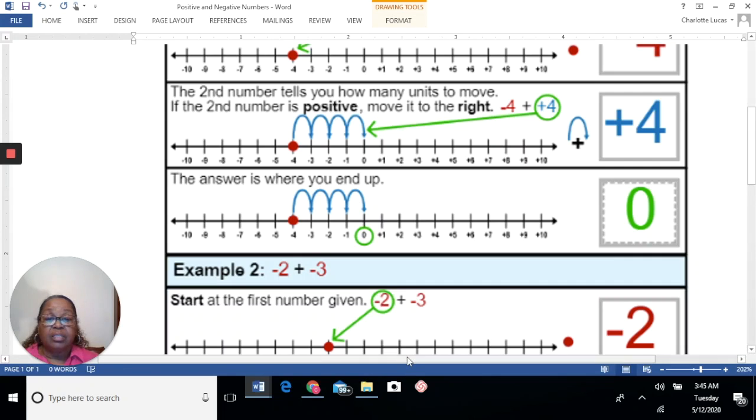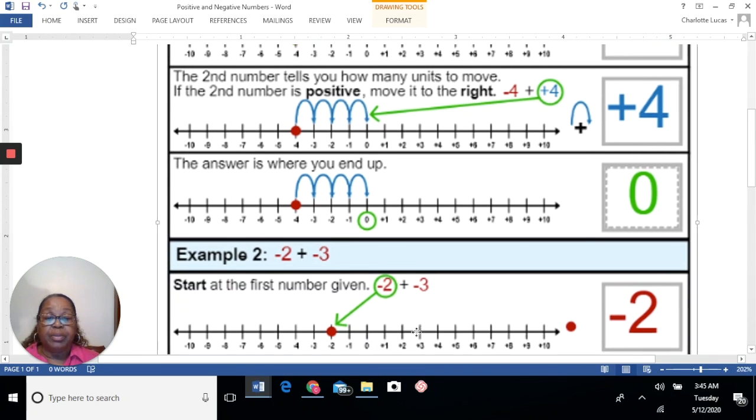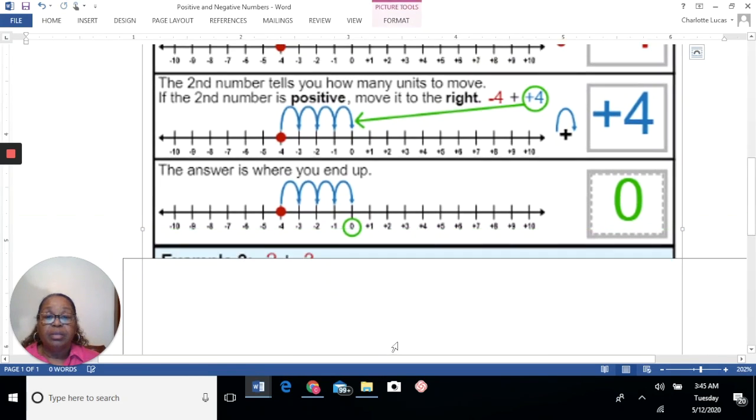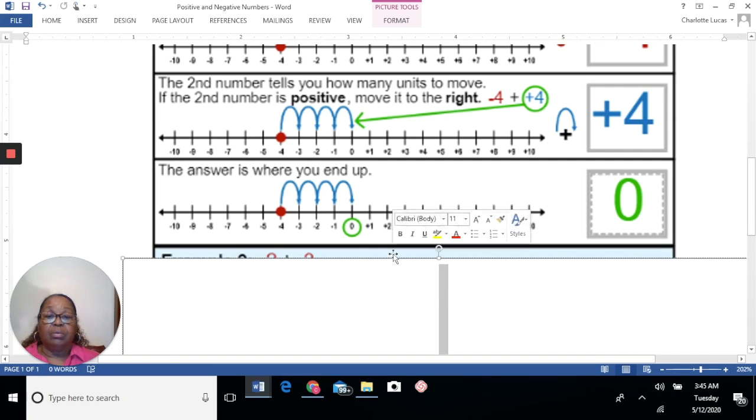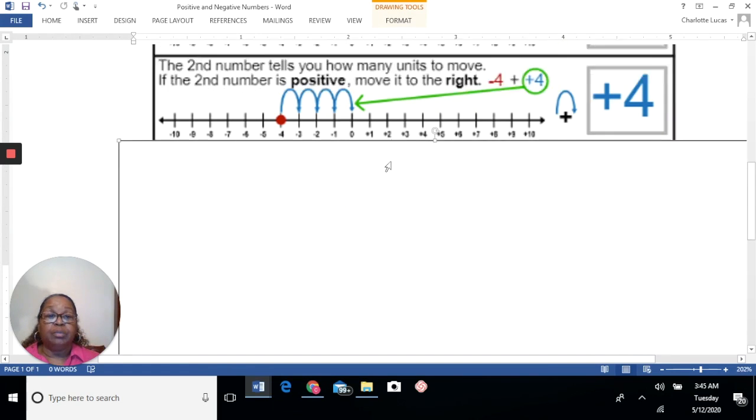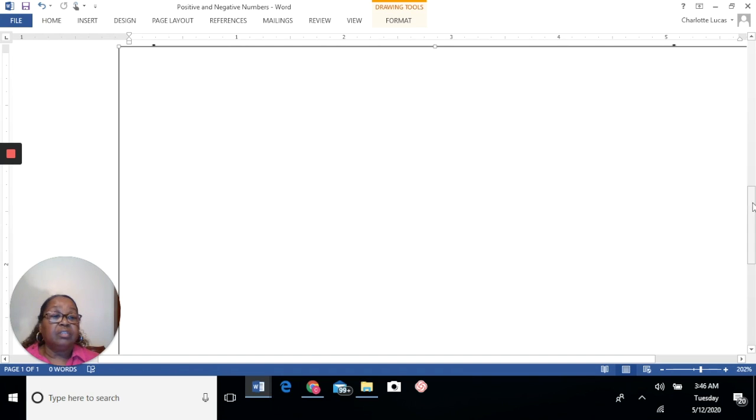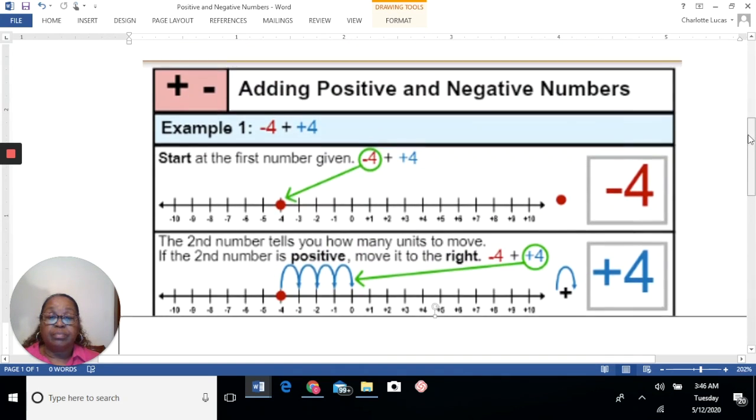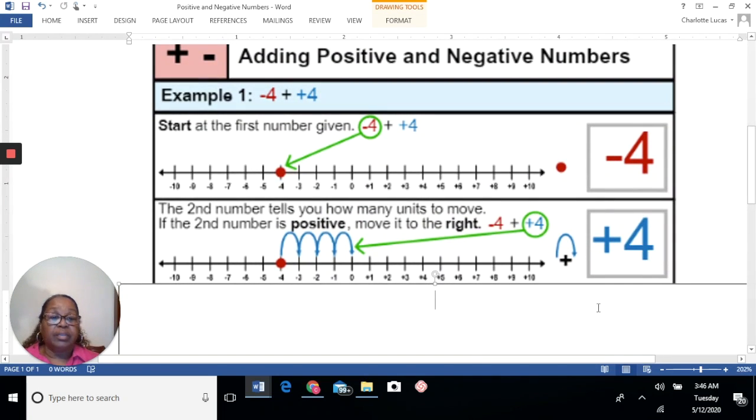I need to drag a piece of paper up here so that we can not have such a busy piece of paper. And let's see if I can get this right. Let's go to the second.